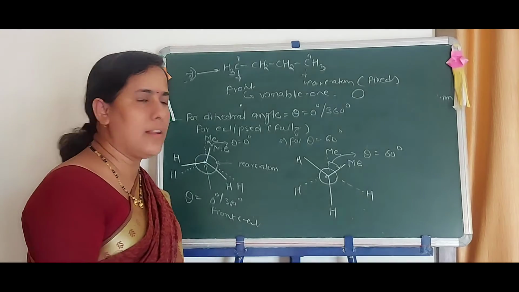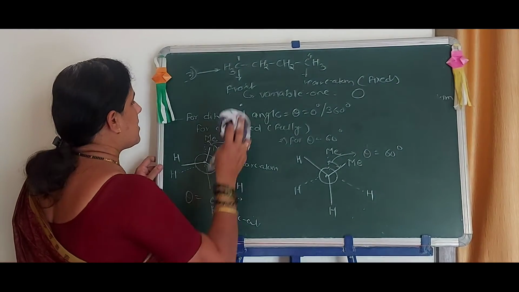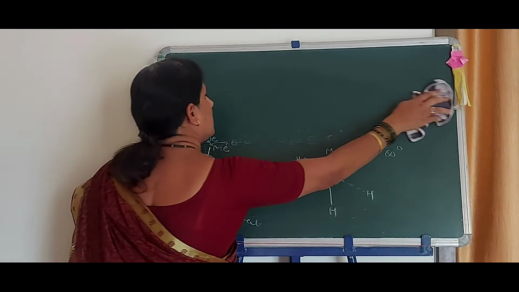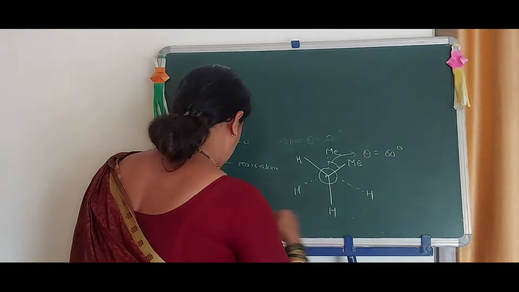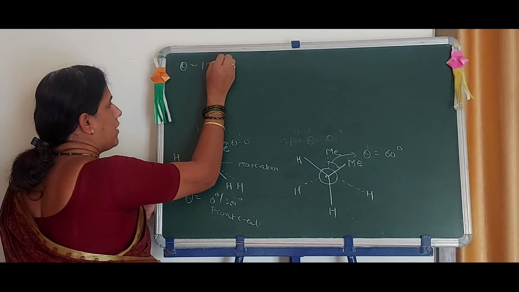Now for the second angle, that is equal to 120 degrees. Okay, see here. Next structure. Theta is equal to 120 degrees.